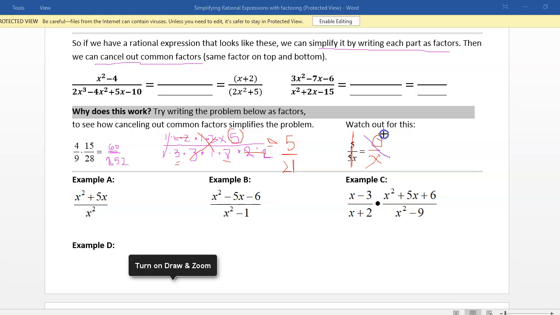I want you to put a big fat X in that, and no, I'm not going to be tricked. If I cancel out and there's nothing left, I am not left with a 0. I'm left with a 1, okay? So the correct answer for this would be a 1 over x.